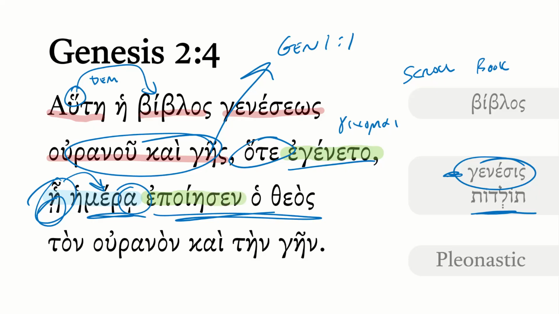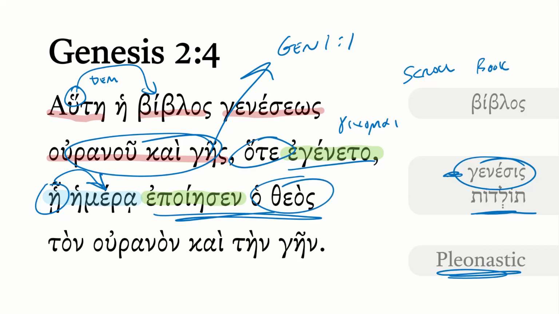poieo here. This form of the relative pronoun is called pleonastic, or sometimes it's referred to as redundant. It's a redundant antecedent. It's not strictly necessary. It is relatively common in the Septuagint. It often picks up on a Hebrew form. It is pointing forward, if you will, to the actual antecedent. And so it's pleonastic. It's fuller. It's redundant. So it's the day in which God made.